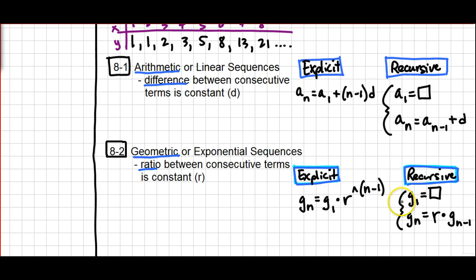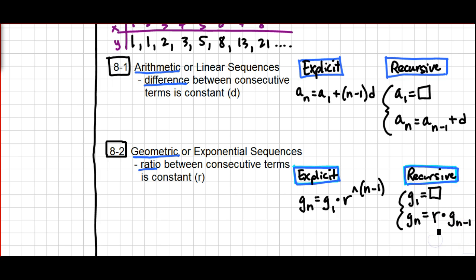In the recursive formula, again, indicated really clearly with the bracket, the first term is given as a separate line, and then the previous term is being multiplied by the r. Again, keep in mind that these terms could be flip-flopped, so you could have g sub n minus 1 times r, and that would be the same thing.